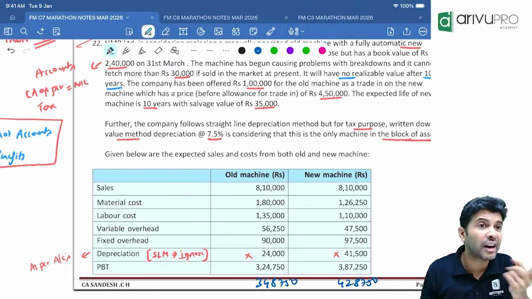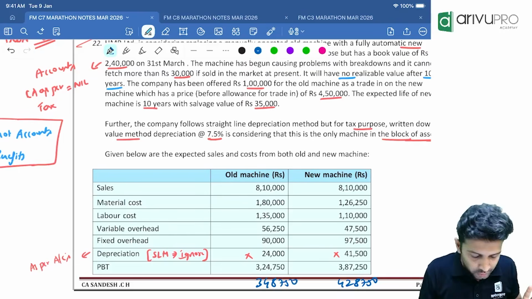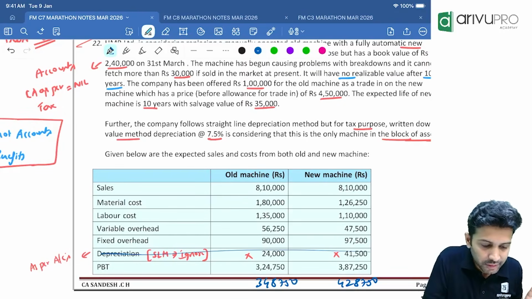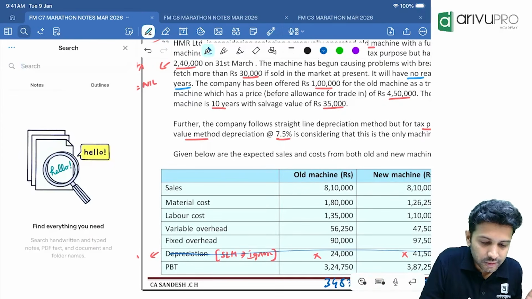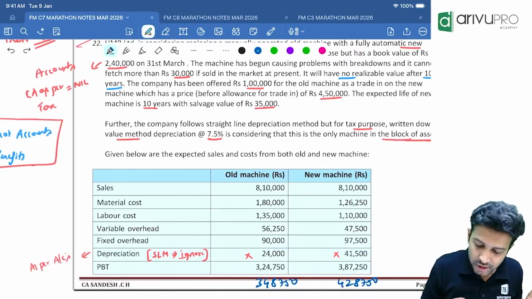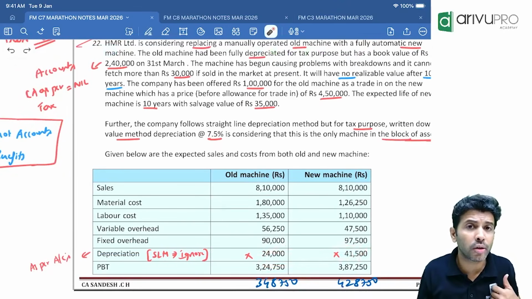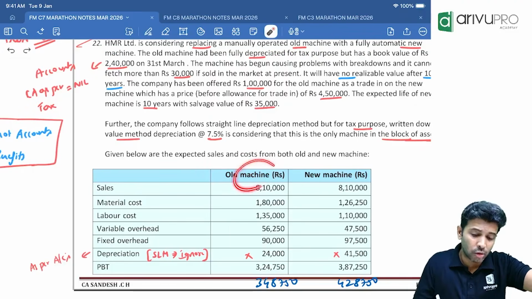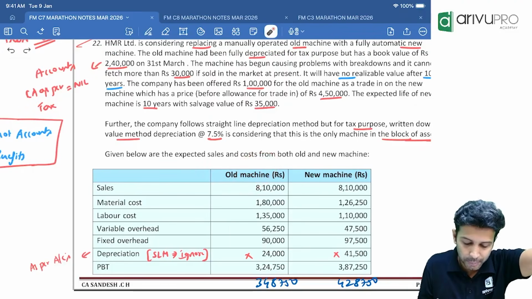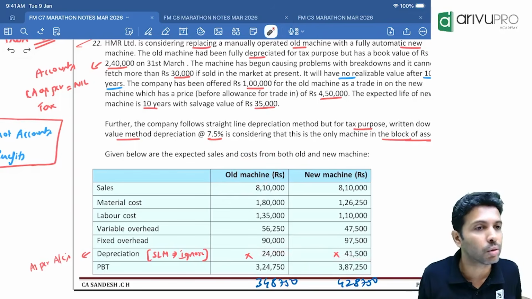What is this? This is earnings after depreciation or before depreciation? We can't take this depreciation once again. Why? Because this is depreciation as per accounts. How did we conclude? As per tax, old machinery is fully depreciated. I mean, this value should have been 0. So hence, this is not tax depreciation, it is accounts depreciation.